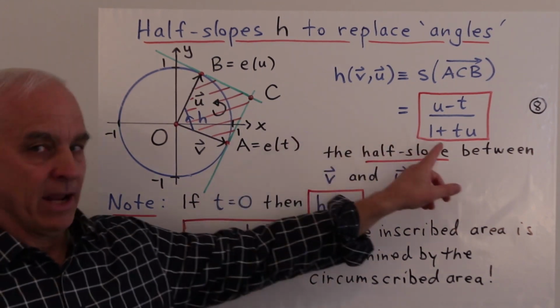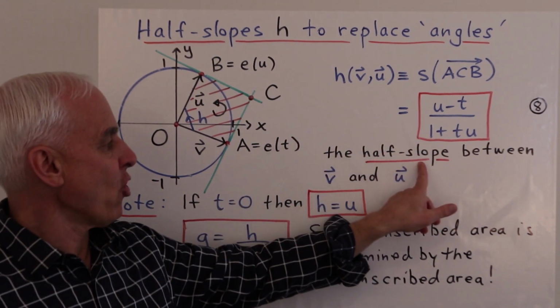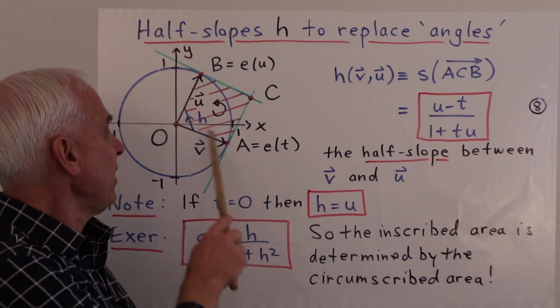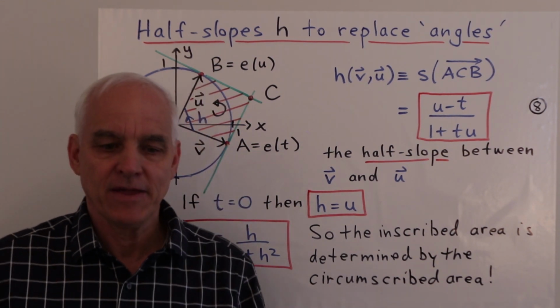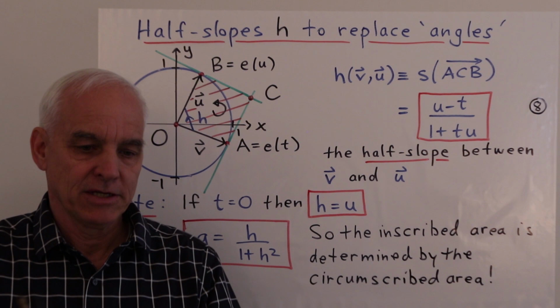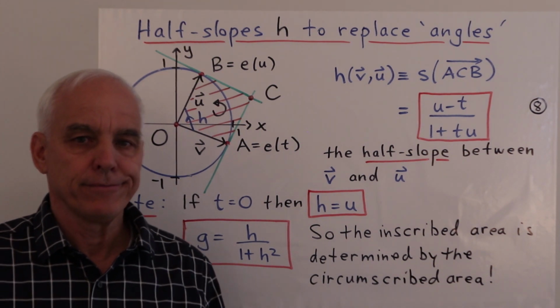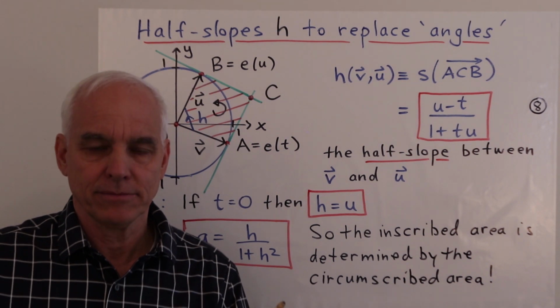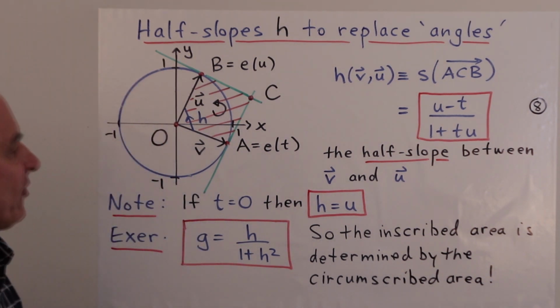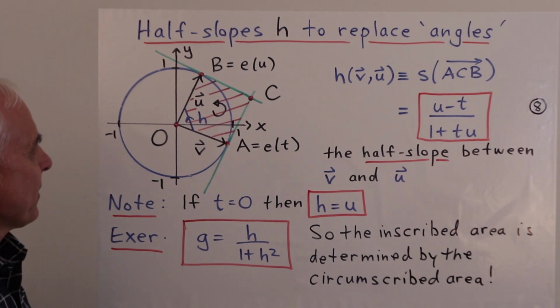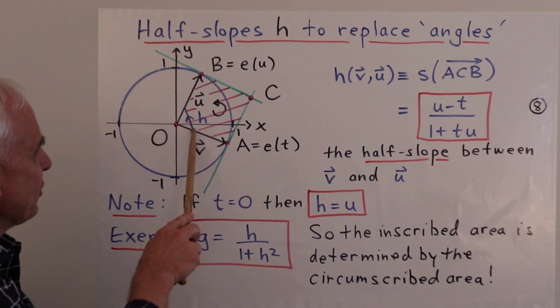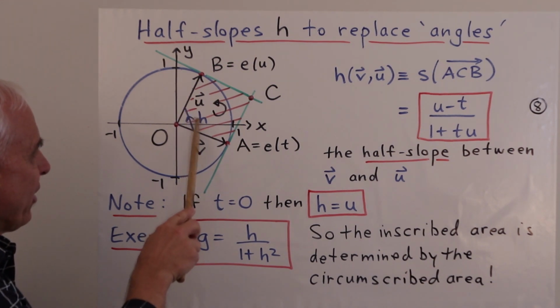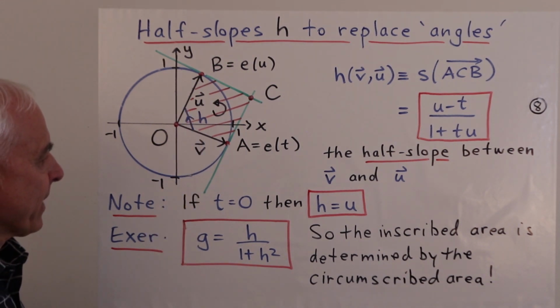So we're going to give this a name. We're going to now call this the half slope between the vectors v and u. This is some kind of replacement for an angle or an area. Okay? It's some kind of replacement for an area or an angle. And so what we're going to do is we're going to denote it on the diagram by a little straight line with an arrow. That'll be h there.